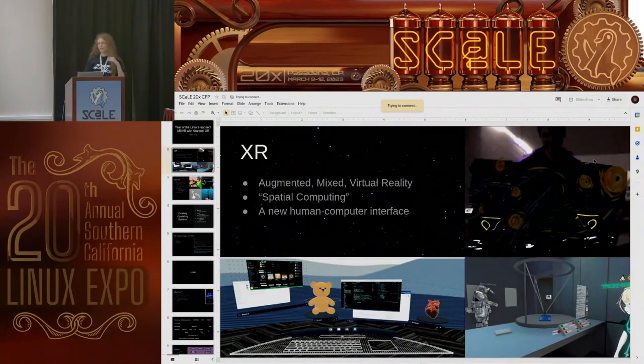You might have heard of virtual and augmented and mixed reality. Well, XR is sort of an umbrella over all of them. It's sometimes called spatial computing, right? So the basic idea is that this is a new way to interact with your computers and your devices, at its core.